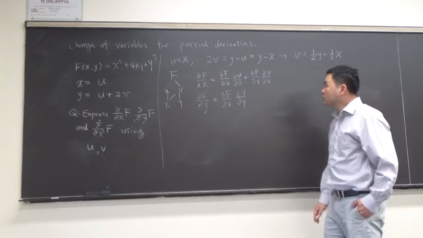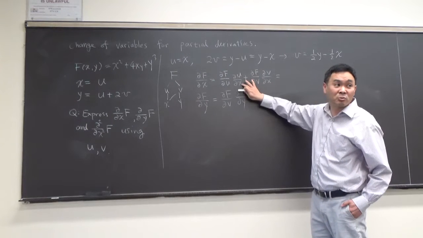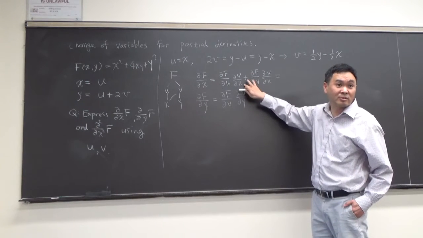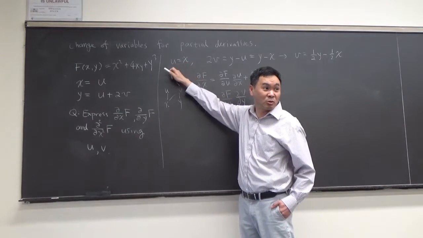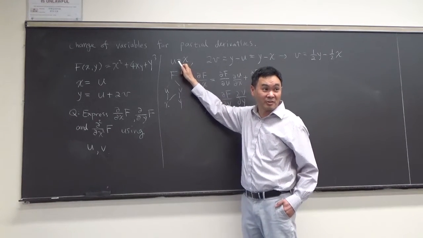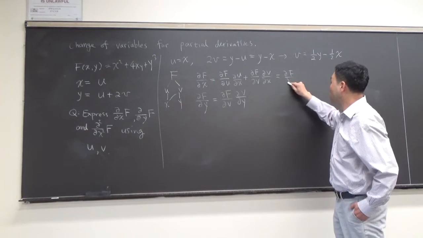Okay, and then we can compute further. What's ∂u/∂x? What's the rate of change of u with respect to x? 1, because u is just x. So if you differentiate u by x, it's just 1, right? So this will simply be change of f with respect to change of u.